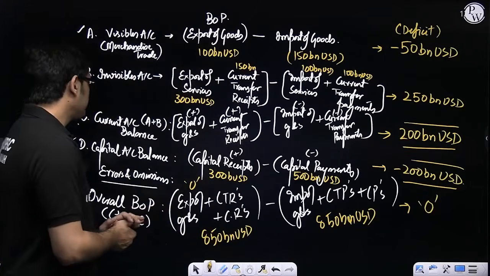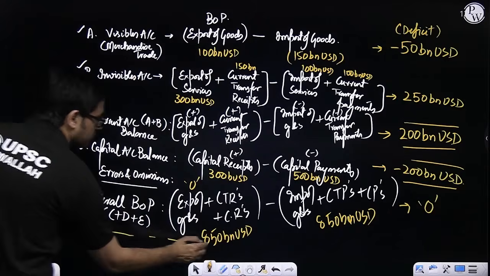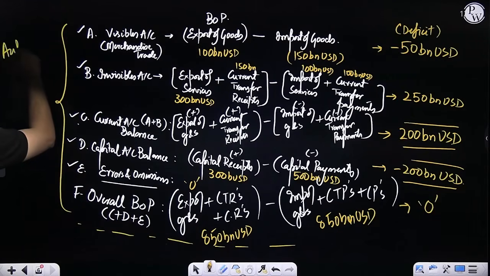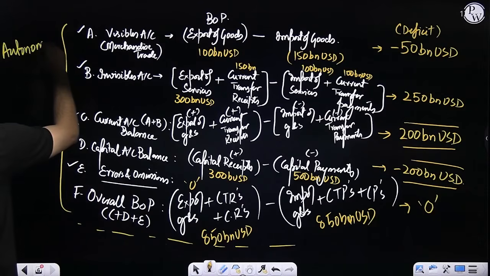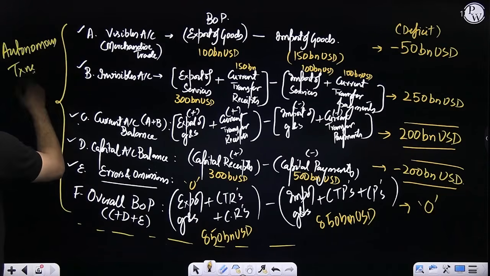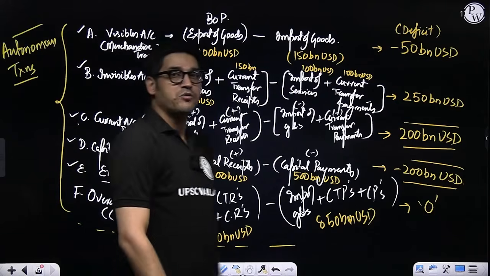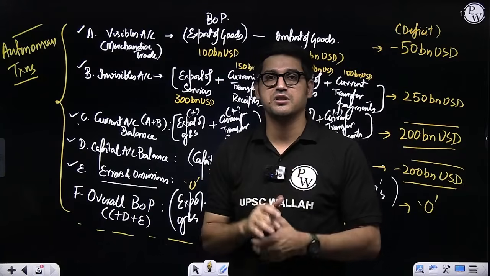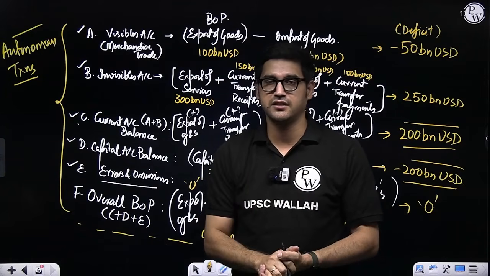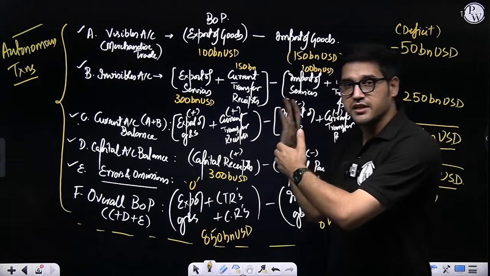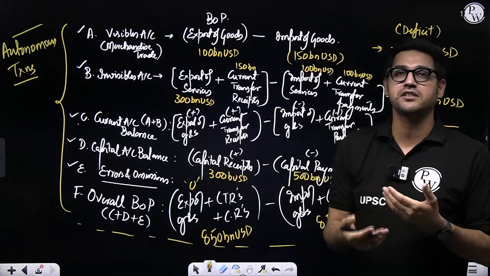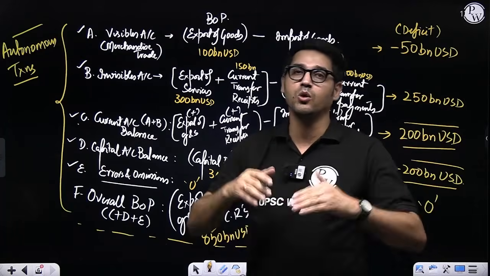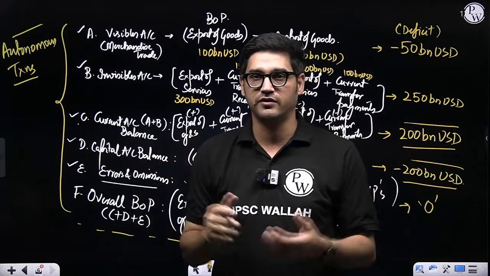Now keep in mind that all of these transactions are also what is called autonomous transactions. Why do we call them autonomous or independent transactions? There is only one reason behind this, and the reason is that whenever these transactions are happening, whoever is engaged in these transactions does not care or worry about what is going to happen to the overall balance of payments at the end of the year.